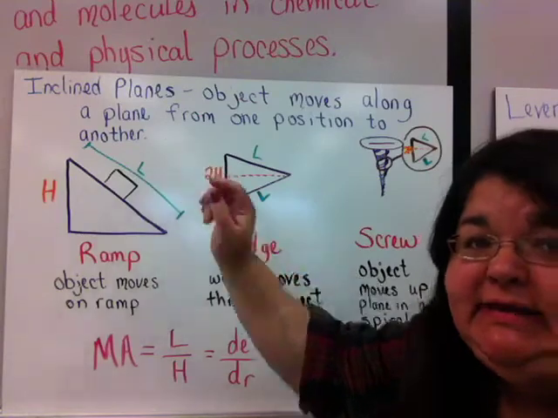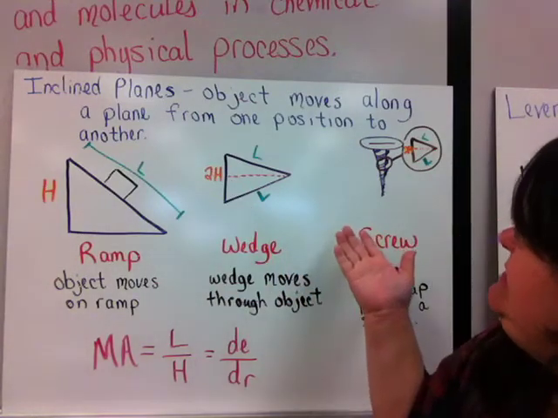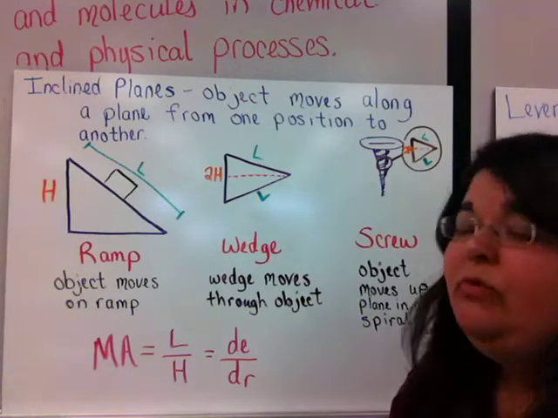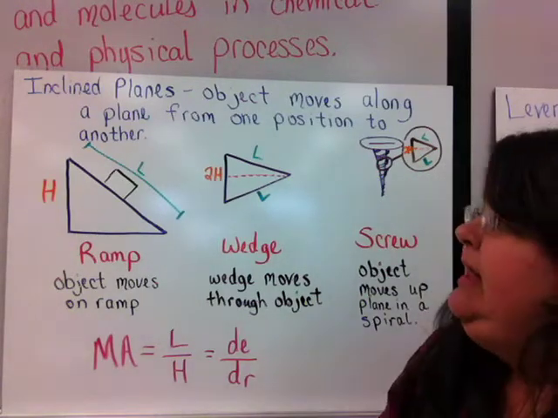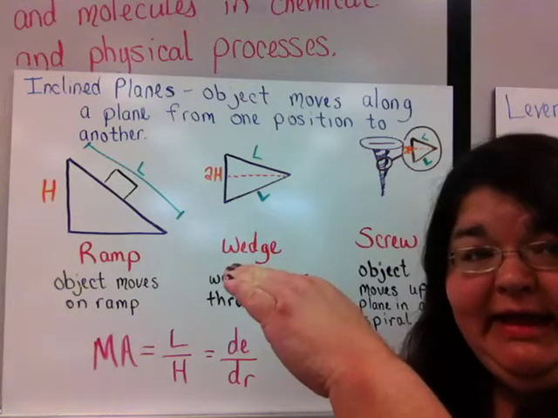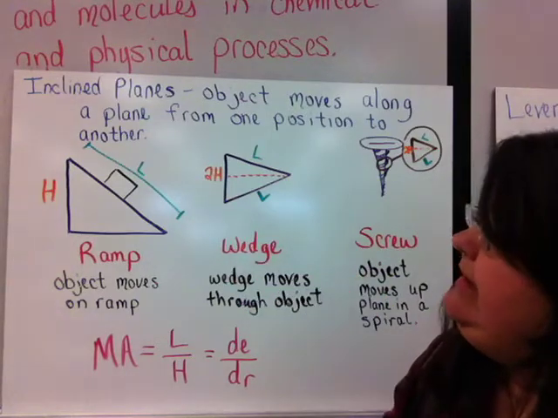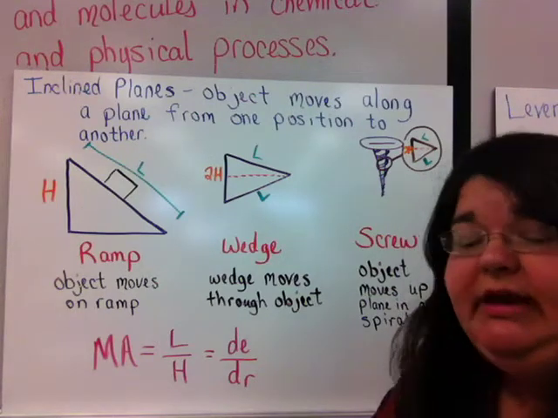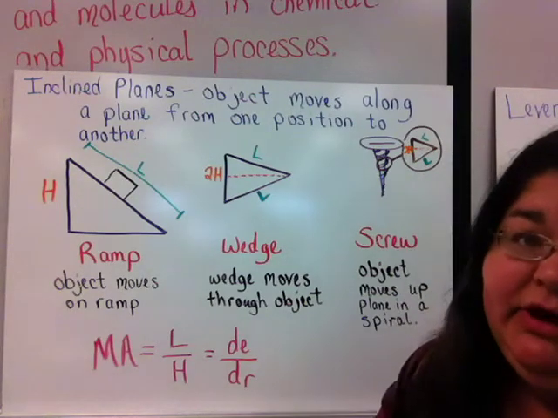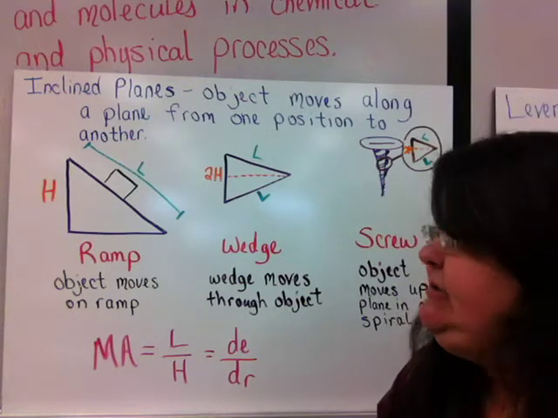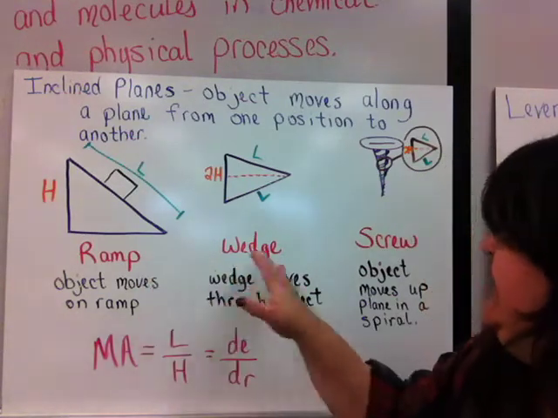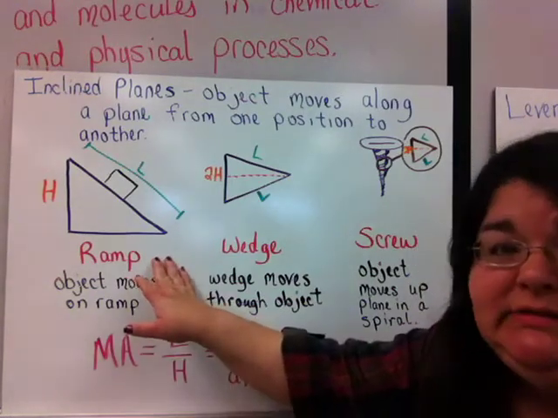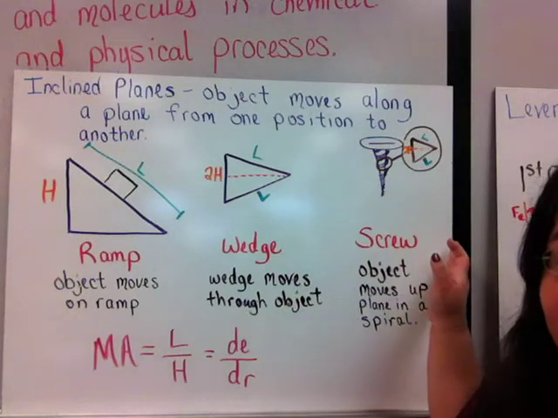Inclined planes are our next type of machine, and the definition of an inclined plane is that it's an object that moves along a plane from one position to another. That position could be from low to high or from high to low. It could be left to right. As long as it moves the position of the object from one place to another, then it is a machine. It's doing work. Now, we have three different inclined plane categories. We have ramps, wedges, and screws.